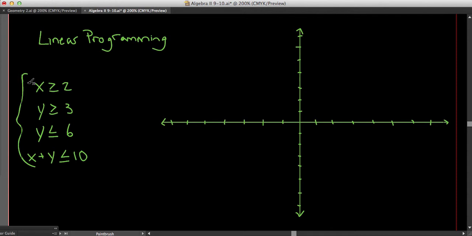So we can already determine some of these pretty quickly. X is greater than or equal to 2. Well, then we just go to x equals 2 and draw a line. I don't want to get confusing, so we'll make it a solid line. X is greater than or equal to 2. Okay, and then y is greater than or equal to 3. So y value 3, let's make a line there.